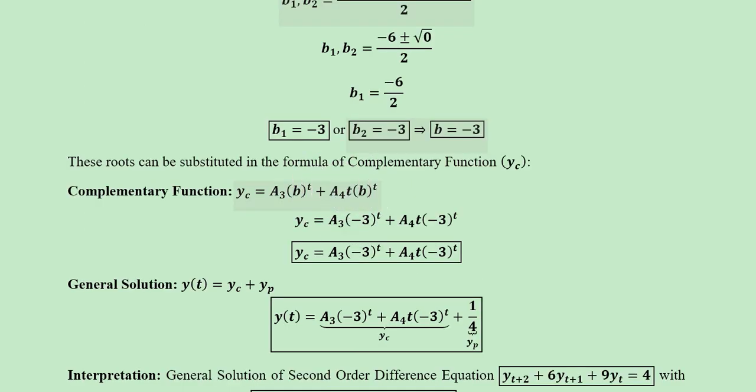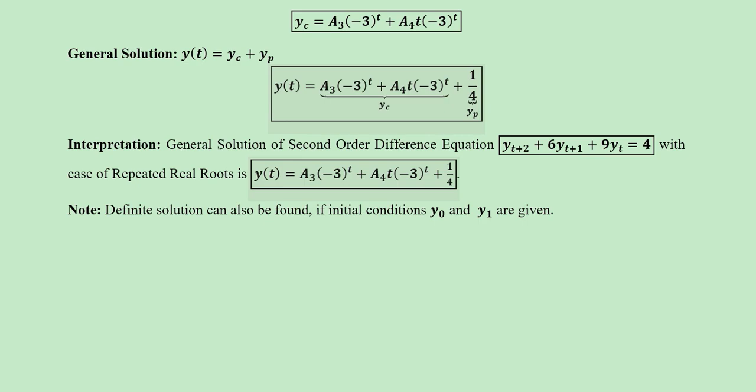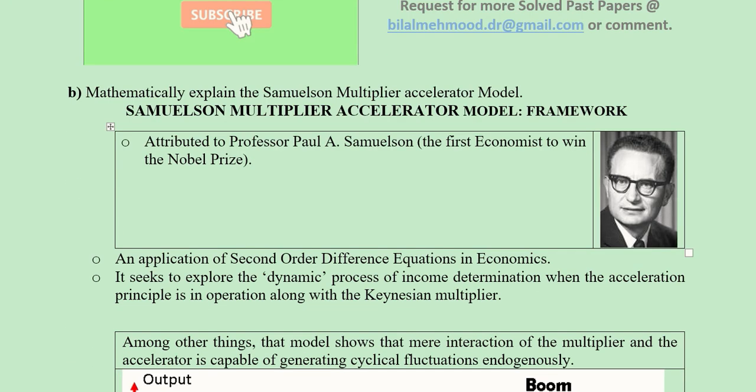This is the formula of the complementary function when it comes to the difference equations. And then the substitution and then the inclusion of the particular integral will make it a time path, which is general in nature. This is the general solution. We can find out the definite solution if we are given the value of y0 and y1. These initial conditions can be used. However, these are not required right now. So this is how we can do this. Again, the solution, similar sort of questions, they are done on various videos on the same channel.